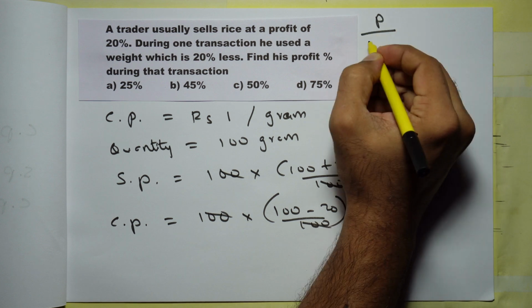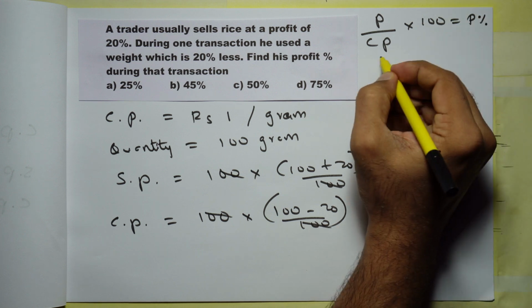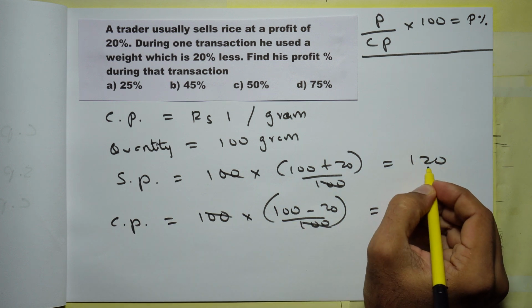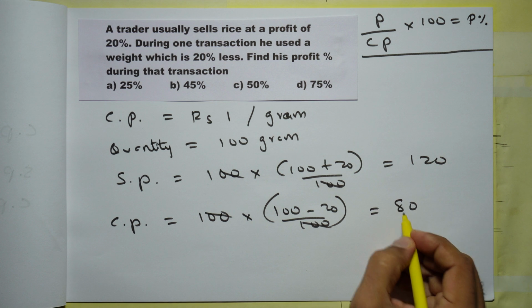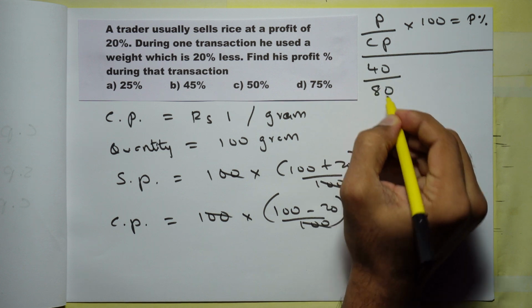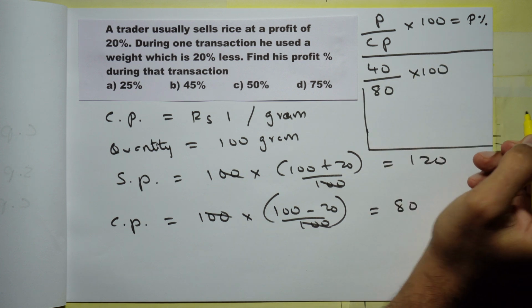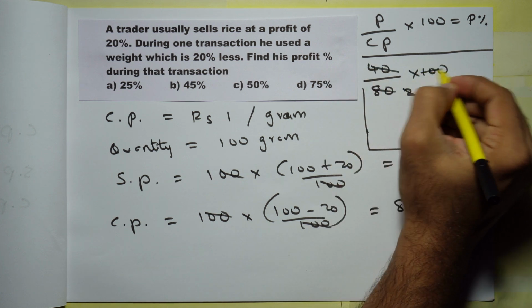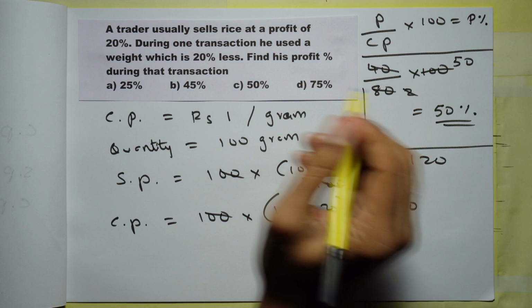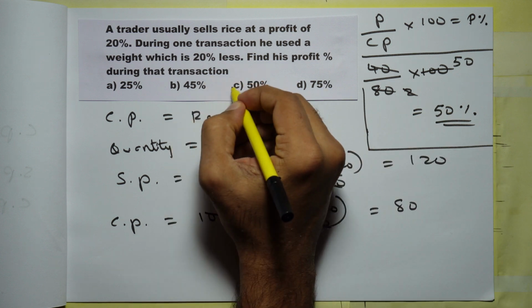Equation is given as profit out of CP into 100 gives you profit percentage. This is the formula. Now his cost price is 80 and he sells it at 120. So SP minus CP, 120 minus 80, profit is 40. Out of CP, that is 80, into 100 gives you profit percentage. 40 divides 2 times, 2 divides 50 times. So the actual profit will be 50% in that transaction. So his profit percentage during that transaction will be 50% profit, option C.